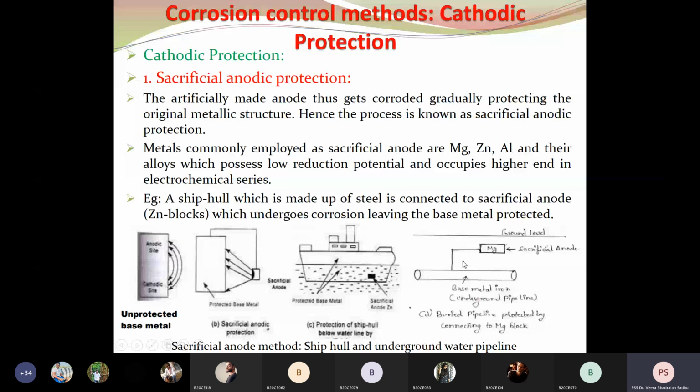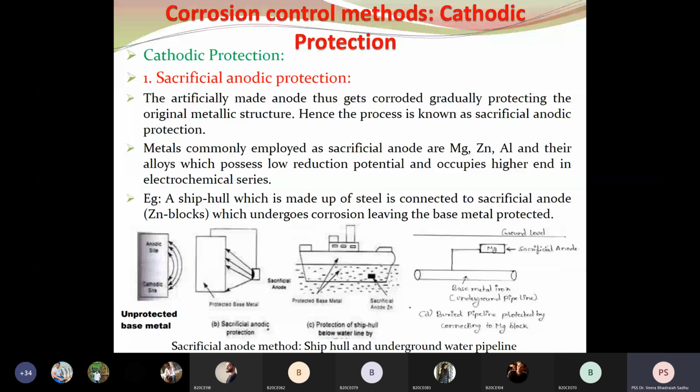Because this is an artificial anode, the magnesium block, it protects the original metallic structure, which is your iron pipeline. Hence the process is called sacrificial anodic protection. For this, mostly metals like magnesium, zinc, aluminum, and this type of metals are generally employed as sacrificial anodes.